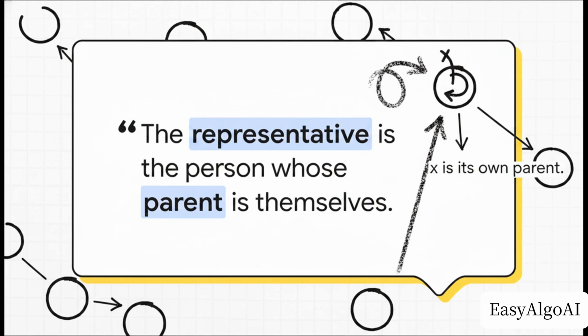That self-pointing node, that is the definitive representative of the community. This whole elegant logic can be captured in just a few simple lines of recursive code. We basically just ask, hey, is node X its own parent? If the answer is yes, awesome, we found our leader, and we return X. If the answer is no, we recursively call the exact same find function on X's parent. It's an incredibly clean, straightforward way to traverse the graph upwards.